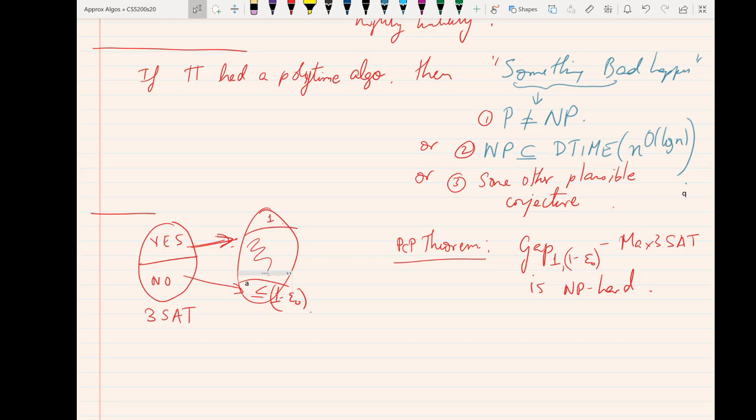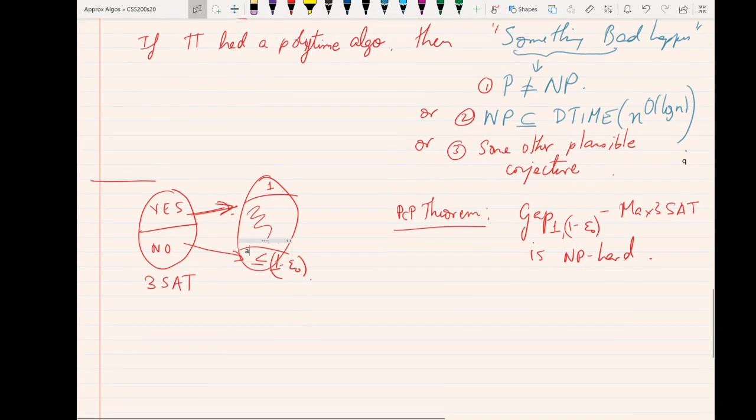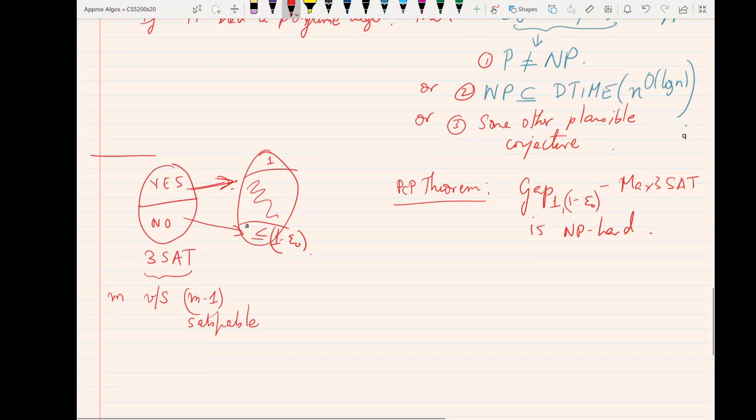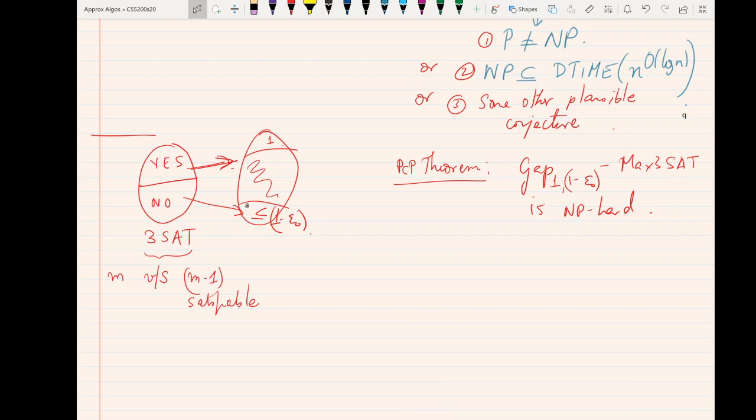You can think of this also as some sort of gap amplifying reduction, because quite frankly what you're looking at in this 3-SAT yes/no decision problem is that the yes instances have m clauses satisfiable versus m minus 1 satisfiable for the no instances, and hence there is a non-zero ratio between the yes and no instances. Or rather, let me put the no by yes because it's a maximization problem.